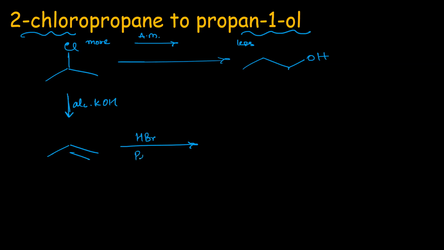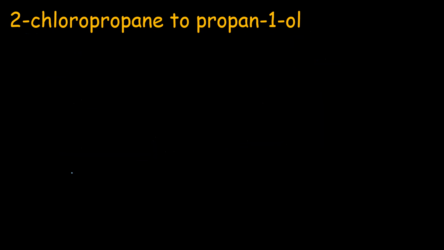Okay, HBr in the presence of peroxide. Now, once I make HBr in the presence of peroxide, I will be getting Br like this. And once I get Br, I can simply use aqueous KOH. Now, one way to do this problem will be, please see here.